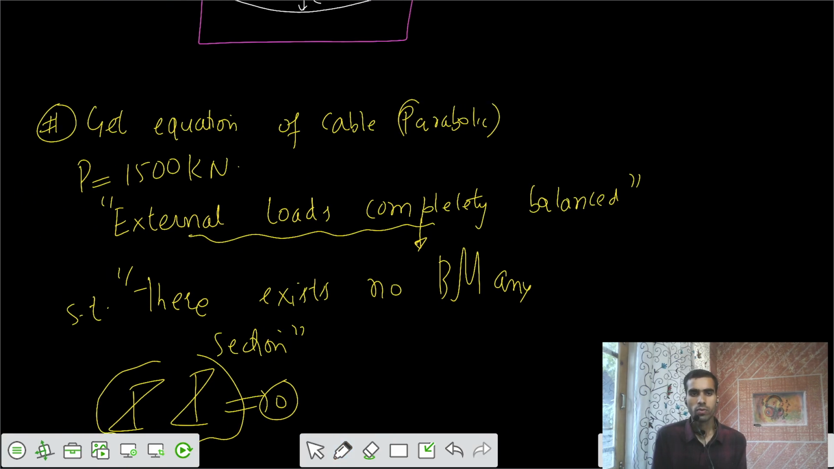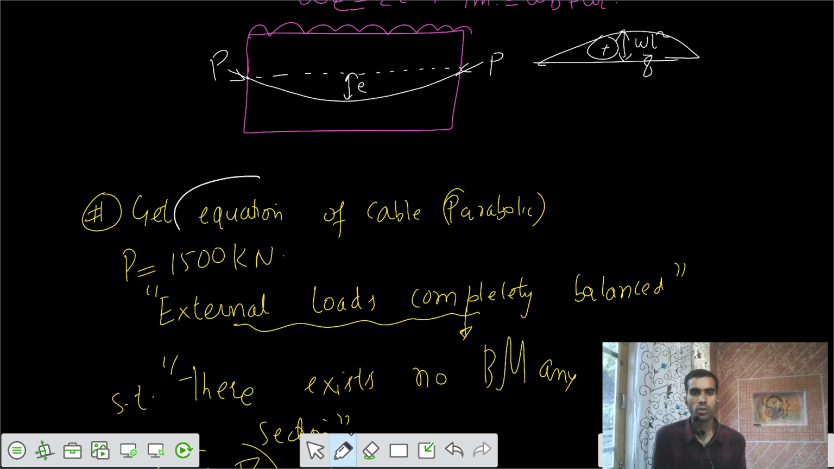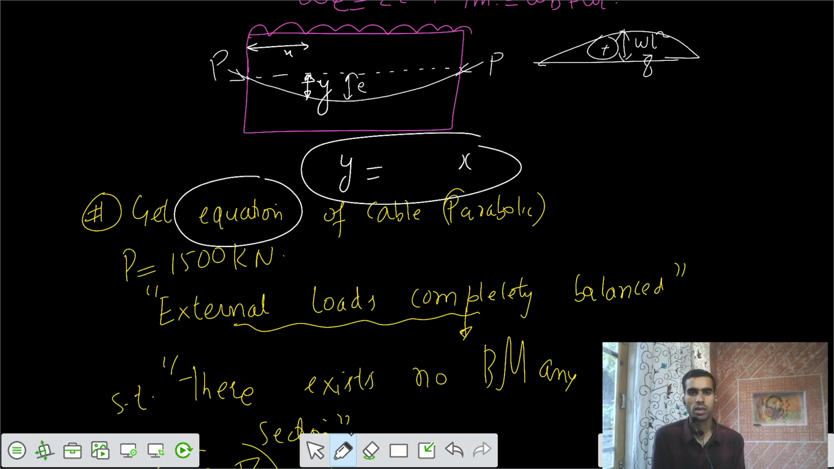For the equation, I have to go for a particular location of x. At that location, we have some value of eccentricity equal to y. So I have to write the equation of y as a function of x. That's your equation.